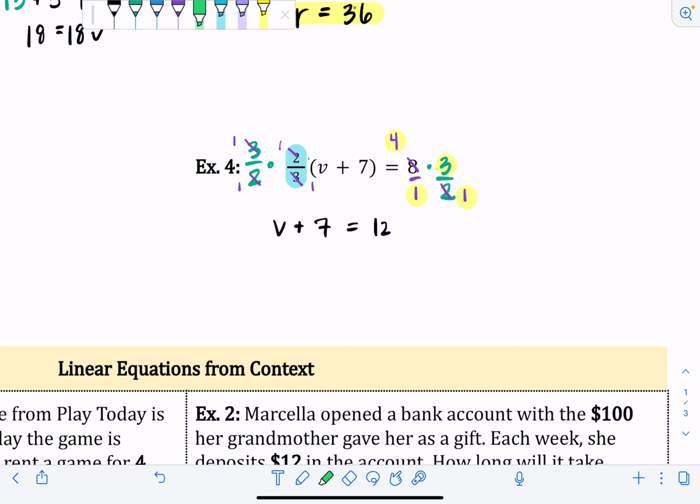And now my focus is just getting v by itself. So I would just need to cancel out that plus 7 by subtracting 7 from both sides. And then I would bring down my v, and then 12 minus 7 is 5. So I end up with v equals 5.